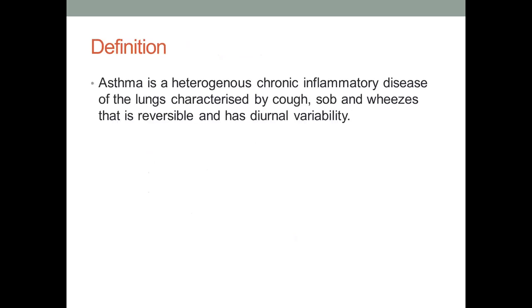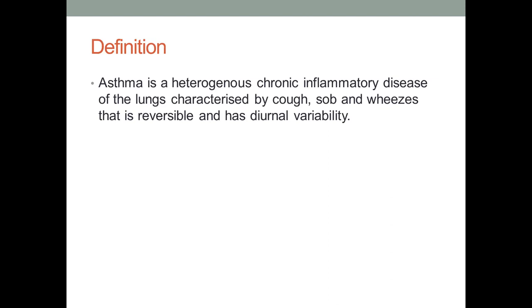We'll discuss the definition of asthma. Asthma is a heterogeneous chronic inflammatory disease of the lungs characterized by cough, shortness of breath, and wheezes that is reversible and has diurnal variability. In this definition, there are three parts, rather four parts. One is heterogeneous chronic inflammatory disease.